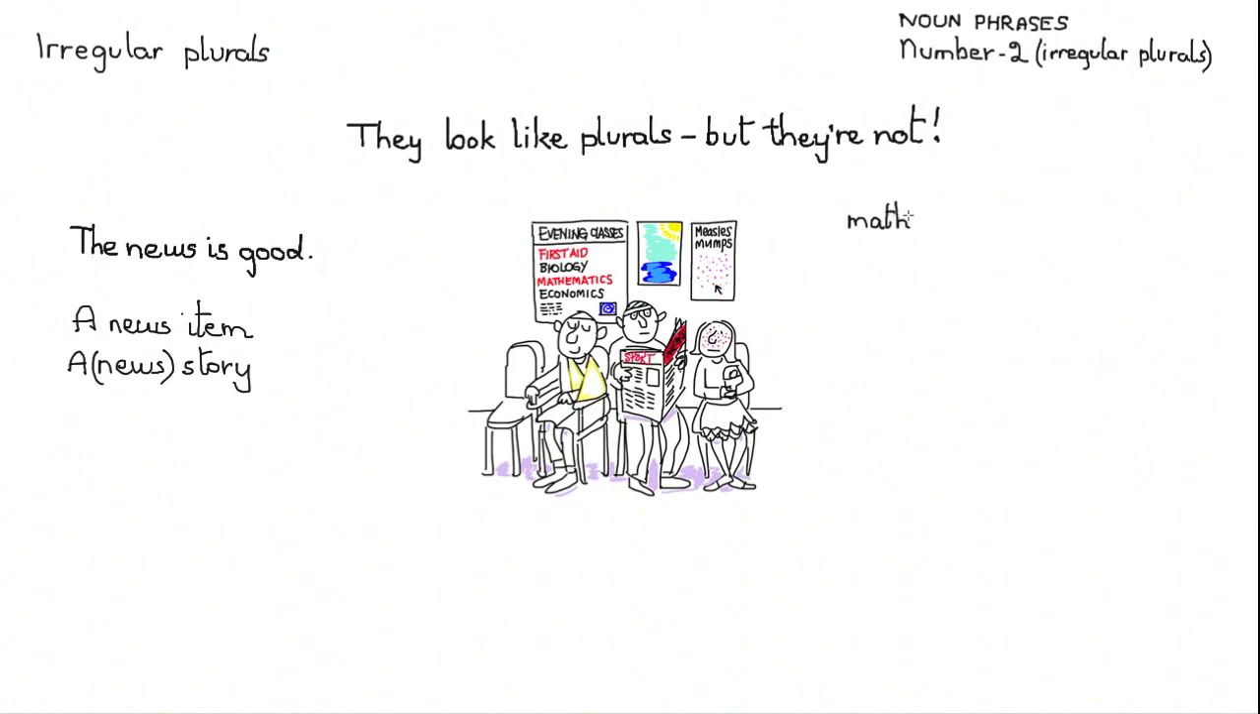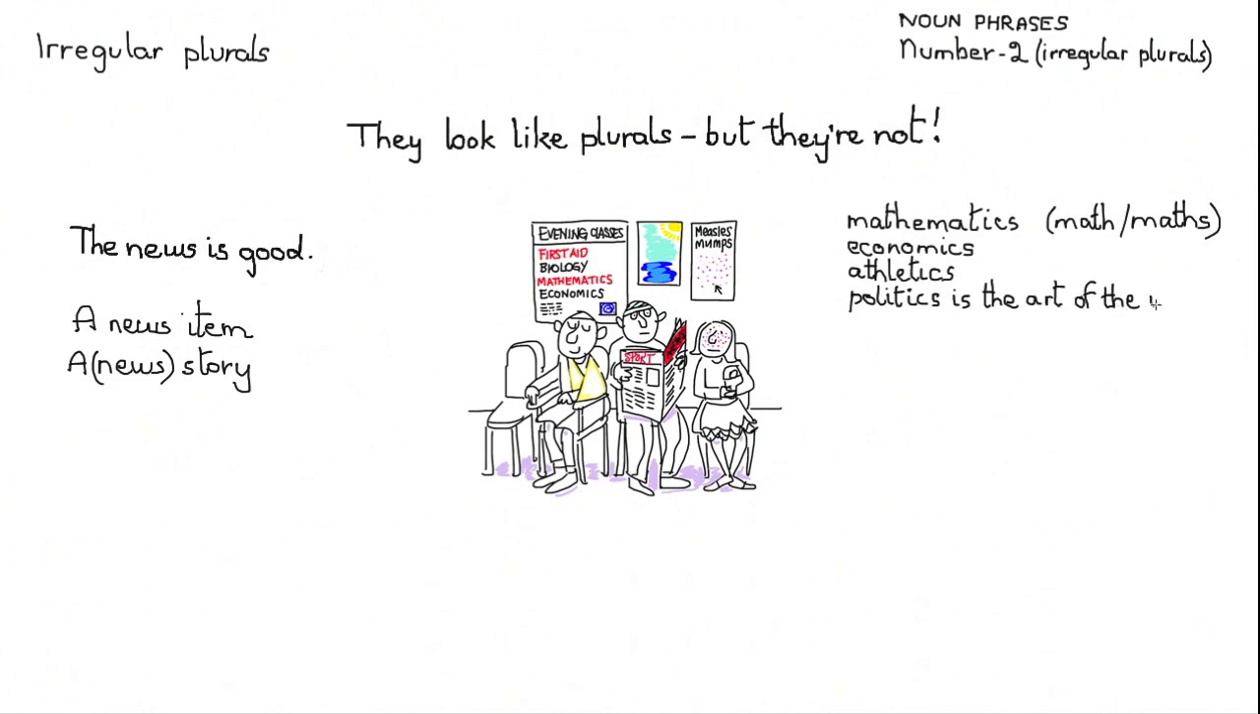Right, let's move on. Now I'm going to write over on the other side here mathematics and economics, which I got from the poster behind the picture there, and I'll add athletics and politics. And we don't actually say mathematics. What we normally say is math or maths, but the word is actually mathematics. To show they're not plural, I'll write in a sentence with the word politics. So here we go. Politics is the art of the impossible. I can't remember who said that, but I think it's true.